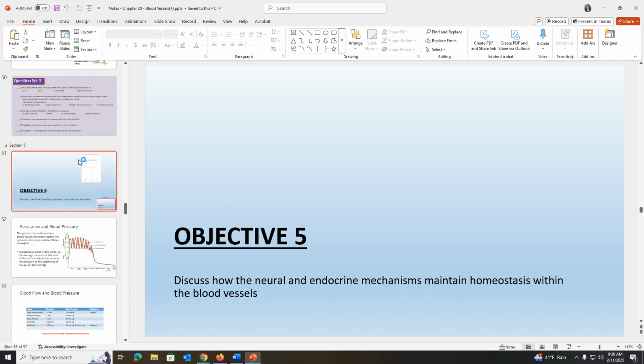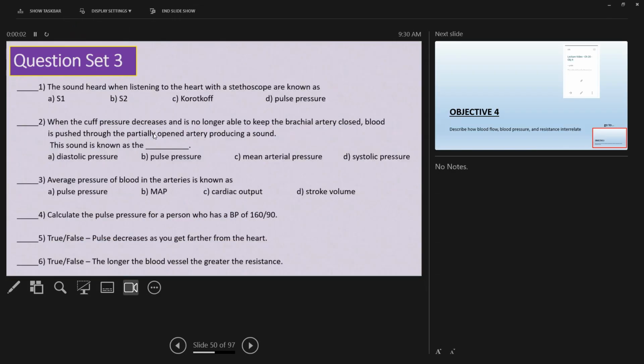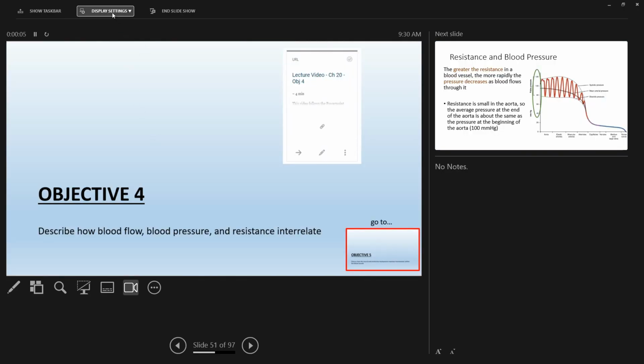Okay, let's take a look at Chapter 20, Objective 4. Well, that's supposed to be Objective 4. There we go.